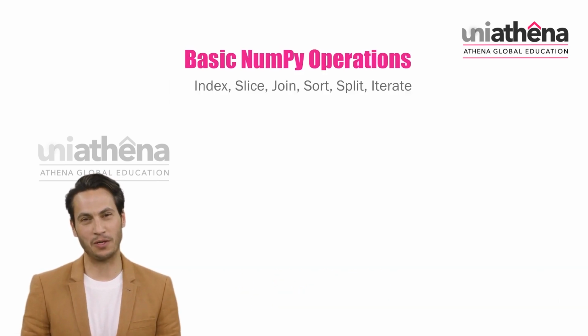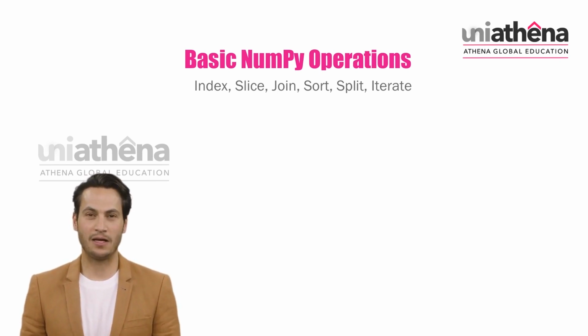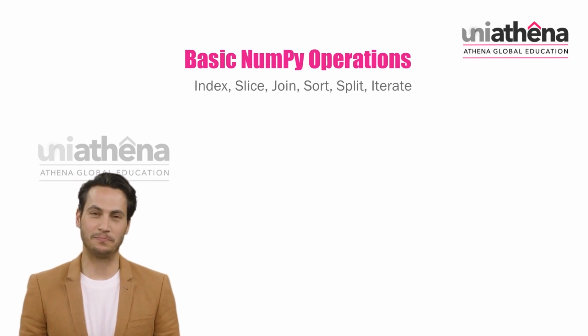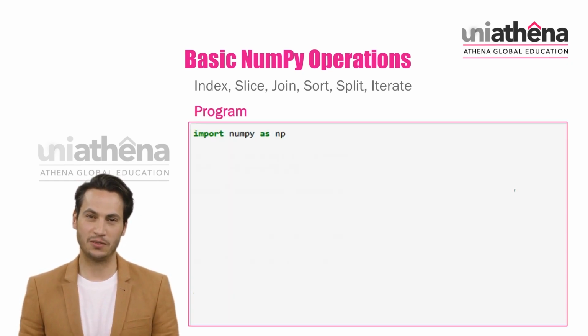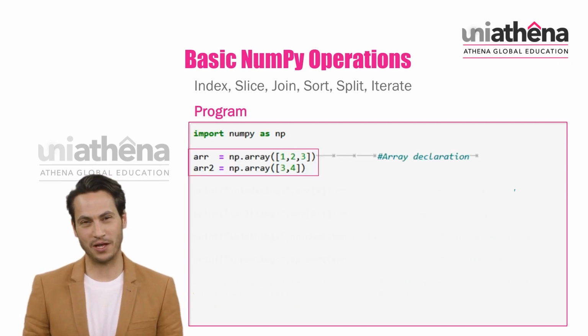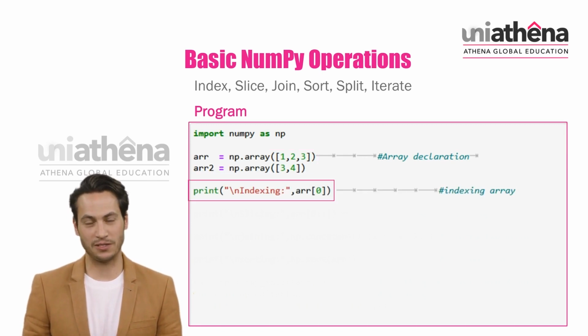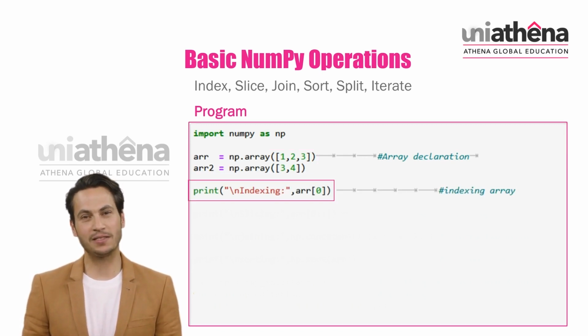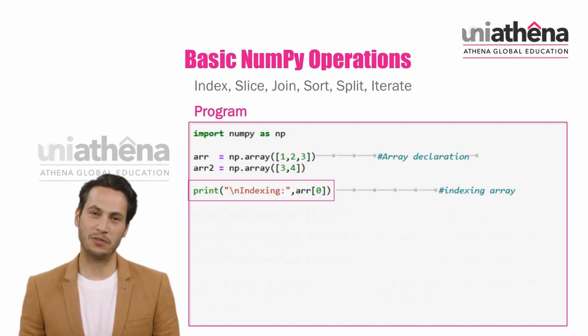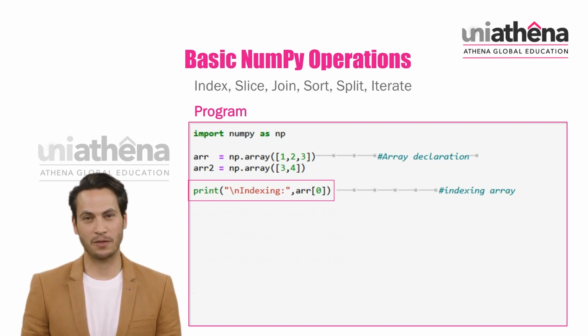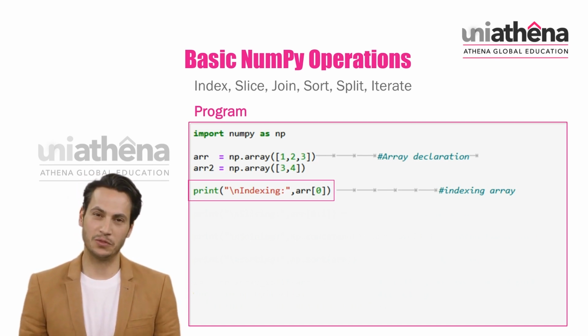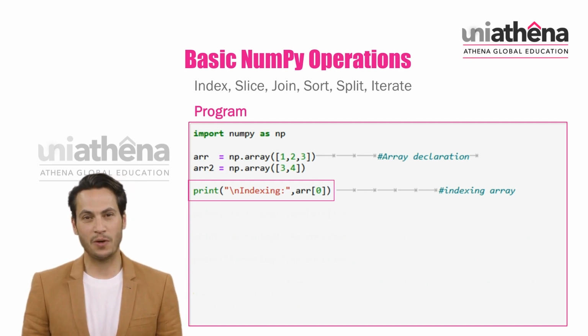Moving forward, let's look at the other basic NumPy operations, like index, slice, join, sort, split, and iterate, and understand these with an example program. Before performing any operations, we will be needing a data type. So, let us declare two ND arrays and assign some values to the same. Now let's start with indexing. It is the same as accessing an array element. You can do it by simply referring to the index number of the element. Here, say we need to access the first element of the array. So type the array name and index number between square brackets.